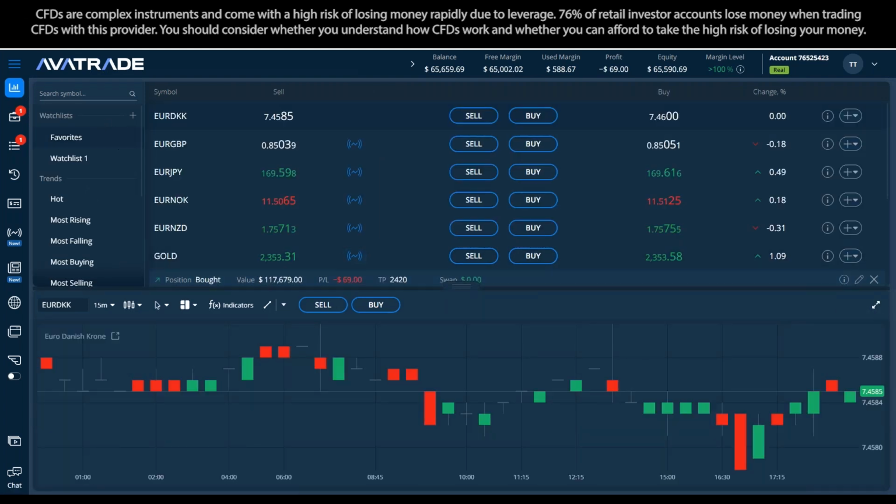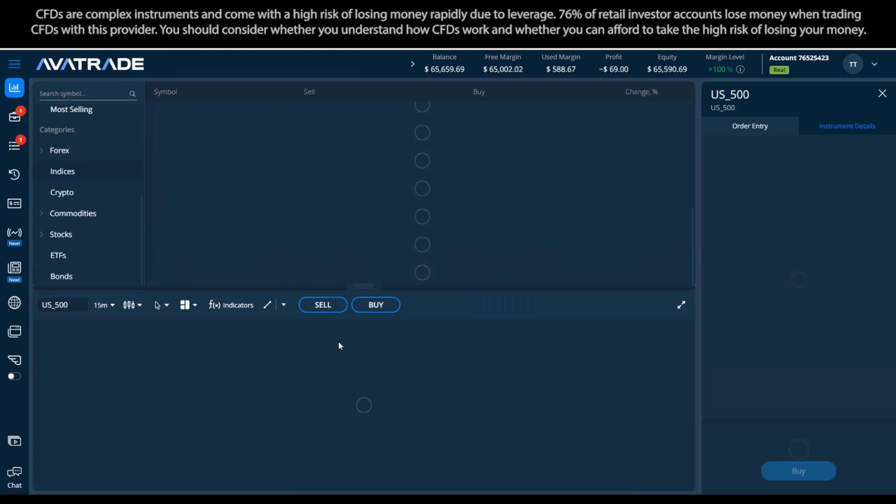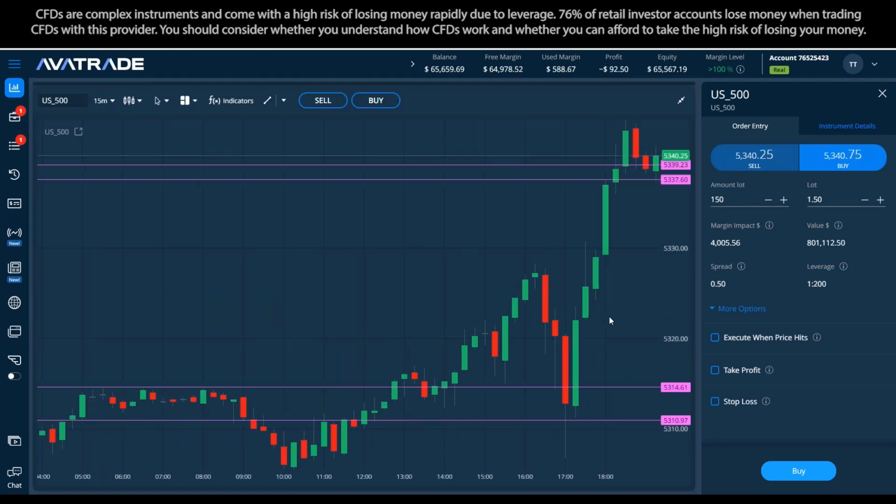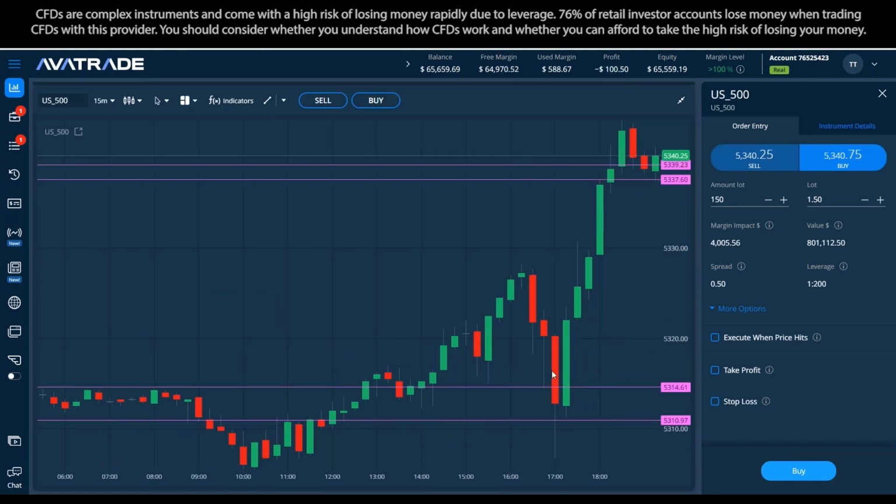we can look at some other instruments. And so we could switch to the equities. We'll look at maybe the US 500. And we can see here the surge up. This was after the jobs data. You see the surge in the US 500.